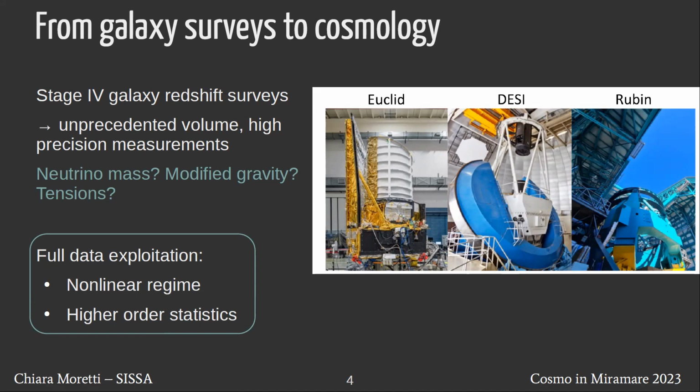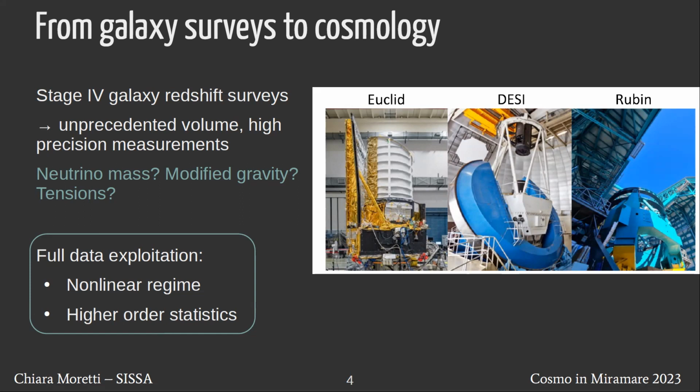So in principle, what we hope to get out of this are answers to some of the very big open questions concerning cosmology. So the mass of neutrinos, we heard about that before. Also, do we have modified gravity? Are the tensions that we see in the measurements real? And where do they come from? And in order to answer these questions, we need to fully exploit the power of the data that we will get.